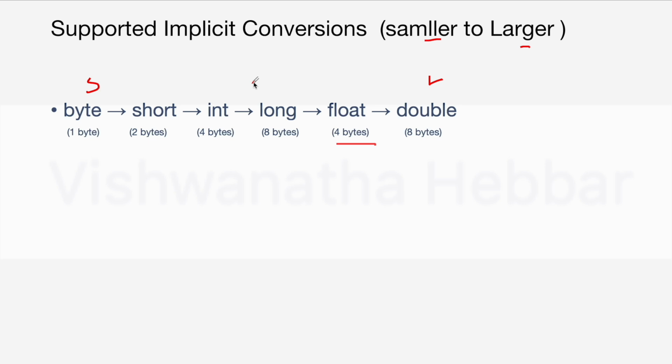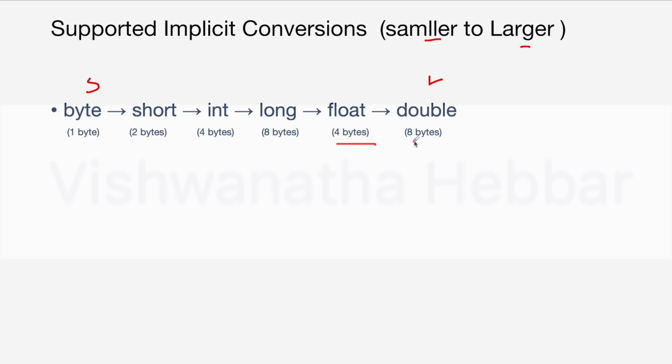Implicit conversion or typecasting is generally from a lower or smaller data type to a larger data type. But here is one exception, where long can be converted to float. This is a feature provided by Java because Java prioritizes range over precision.